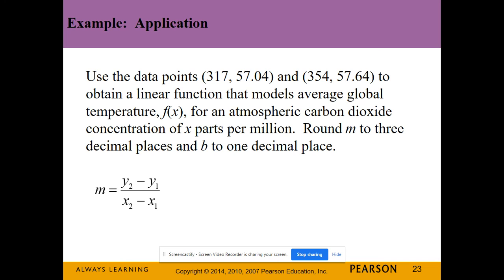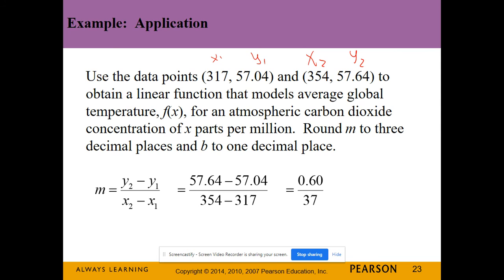So we're going to use the slope formula, where we have x1 and y1 and x2 and y2. So 57.64 is substituted in for y2, 57.04 is substituted in for y1, 354 substituted in for x2, 317 substituted in for x1. You end up with 0.60 over 37.